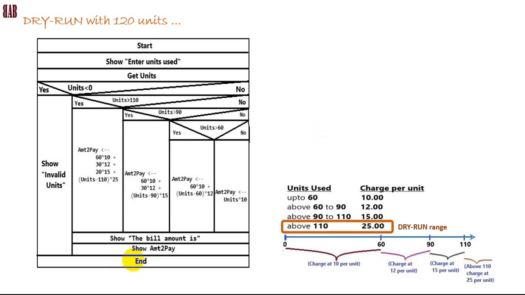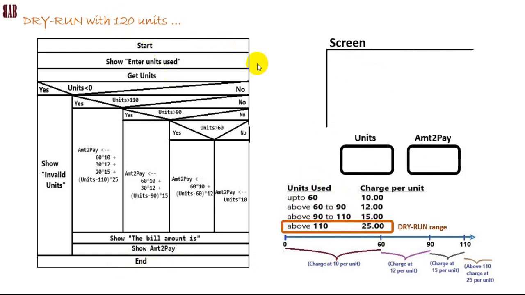So now let's do finally the last range. We have tried this. We also tried the invalid one, and now we are going to enter a value above 110, which is, let's say, 120. So let's try run with that and see. When you try run, you start, enter units used, you wait for the user to type. The user is going to type 120, we are assuming.